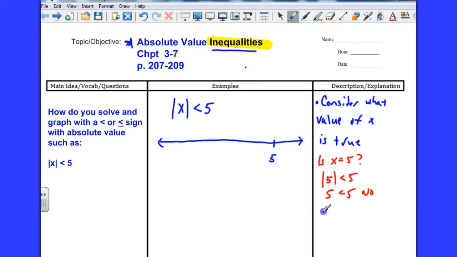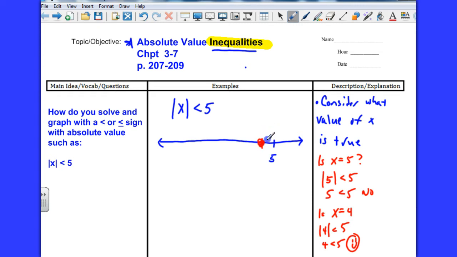How about 4? All right, let's try 4. Is x equal 4? And let's try that. Absolute value of 4, is that less than 5? Well, the absolute value of 4 is 4. 4 is less than 5. That is true. I'll do a smiley face. So that means here at 4, I have a solution. I have a point there.